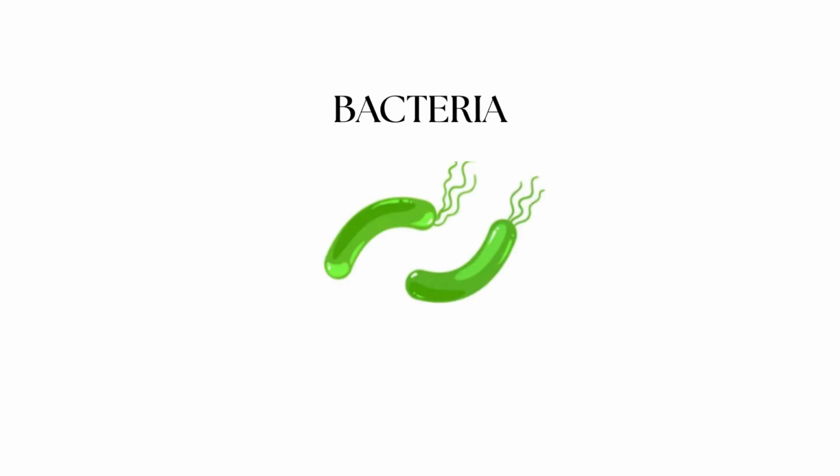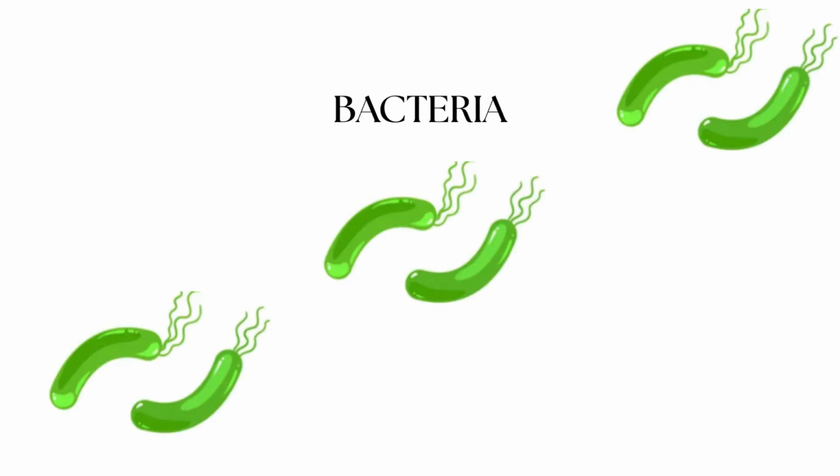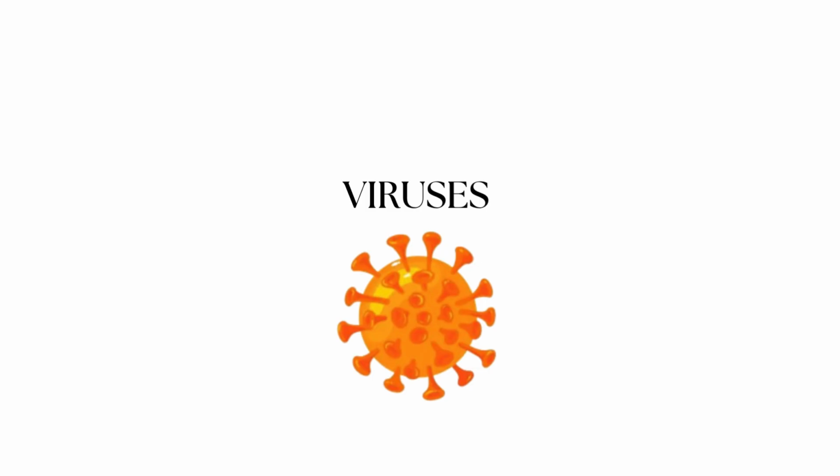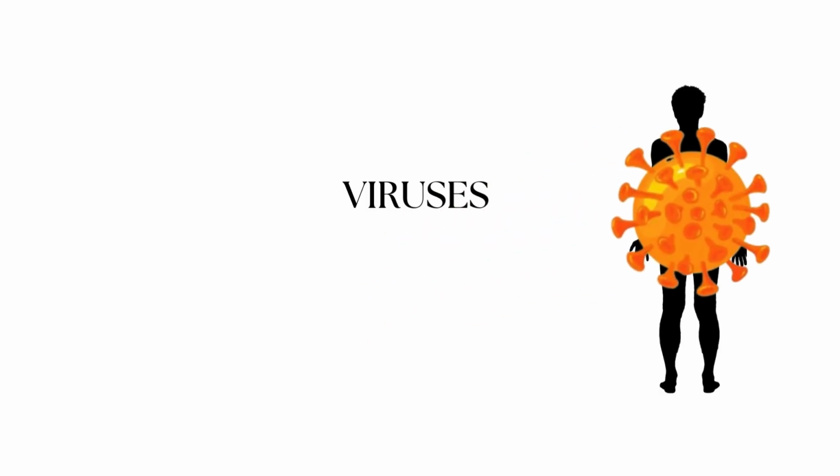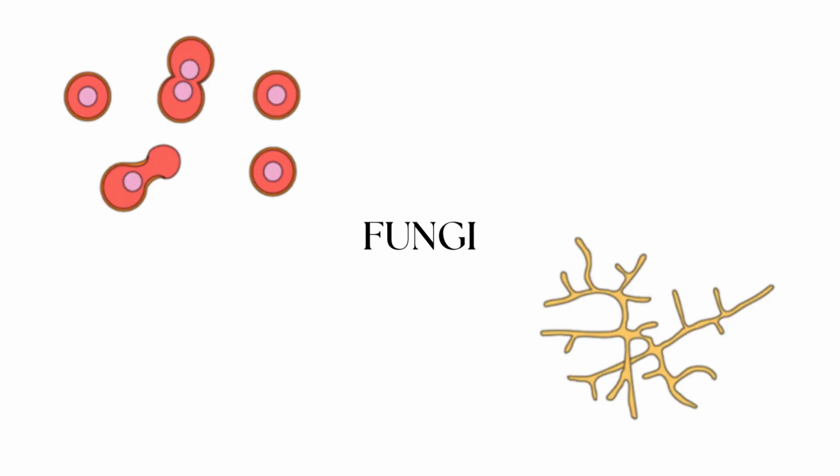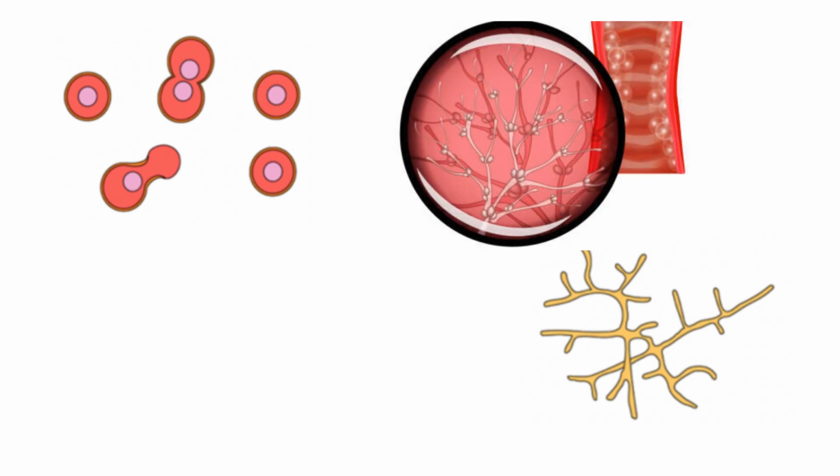Bacteria are living single-celled organisms that can reproduce on their own. Viruses aren't truly alive, they must infect a host cell to multiply, and fungi are more complex organisms, either single or multi-celled, that grow by absorbing nutrients and can cause infections like yeast or mold.